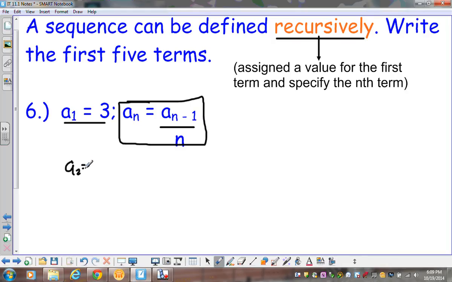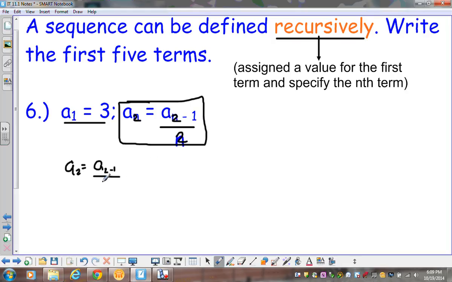Again, the easiest thing here is just to plug in the term number that you're given. So let's find a sub 2. So that means I've got a 2 here. So that means in place of all of my n values, I'm going to go through and plug in a 2. So I'm going to have a sub 2 minus 1 all over.